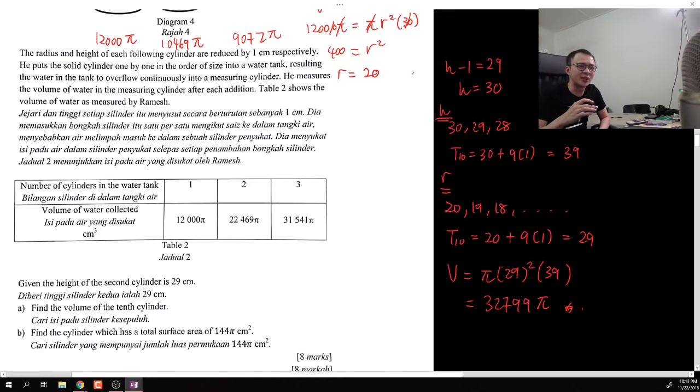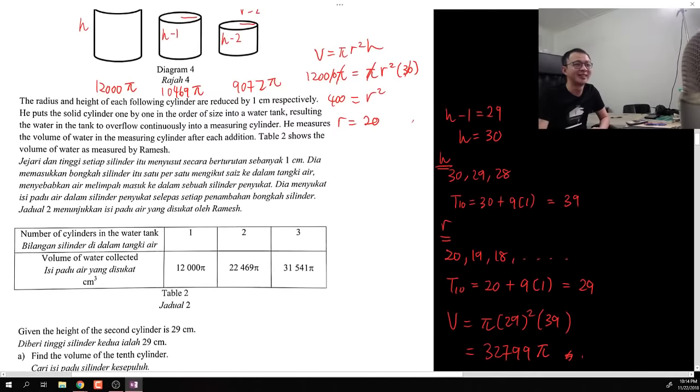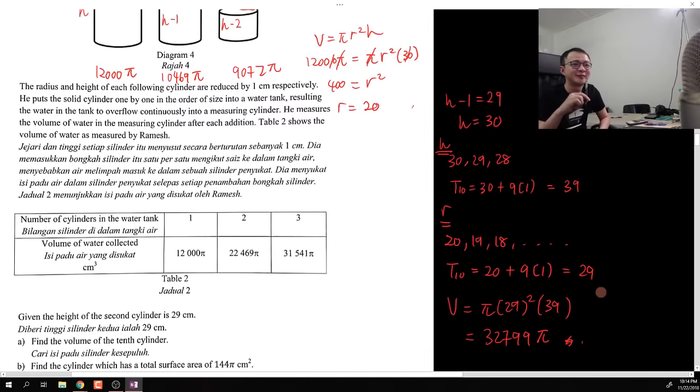Why plus 29, sir? Plus 29? Where do you get the plus 29? They asked about the volume in the 10th cylinder, right? 10th cylinder is just find the T10. No need to add one, like make it so complicated.